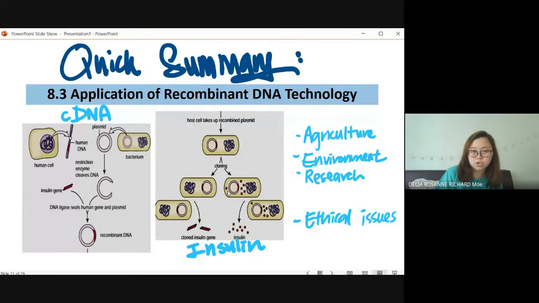There are some ethical issues here and there, but usually we just continue with the experiment. Okay, dan itu saja untuk chapter 8, recombinant DNA technology.